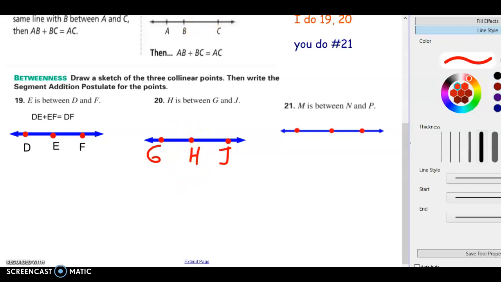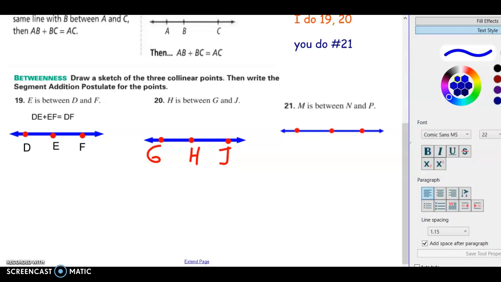All right, so now I'm just going to write an equation. I'm going to use my G, H, notice I'm using capital letters, plus HJ, small segment plus small segment, equals the big segment, which is G to J. Okay, so I just followed directions, drew a picture, and then I wrote a rule describing what's going on in that picture. The small segment plus the small segment equals the big segment. And I'd like you to do that to number 21 now.